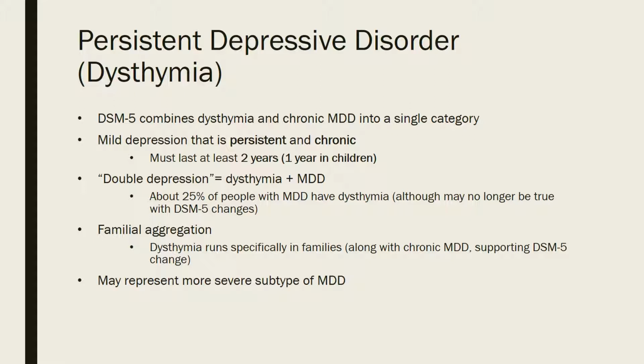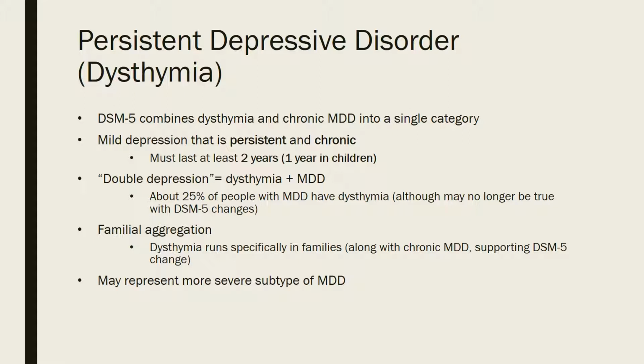So persistent depressive disorder, this used to be called dysthymia. The prevalence rate of persistent depressive disorder is 0.5% to 1.5% of the population is said to have symptoms of persistent depressive disorder. The DSM-5 combined dysthymia and chronic major depressive disorder into a single category, and that's where they came up with persistent depressive disorder.